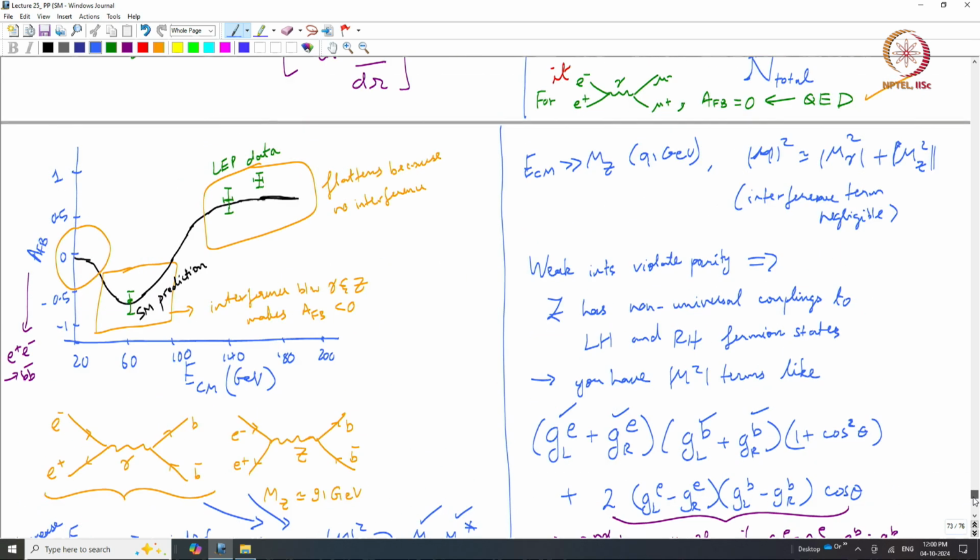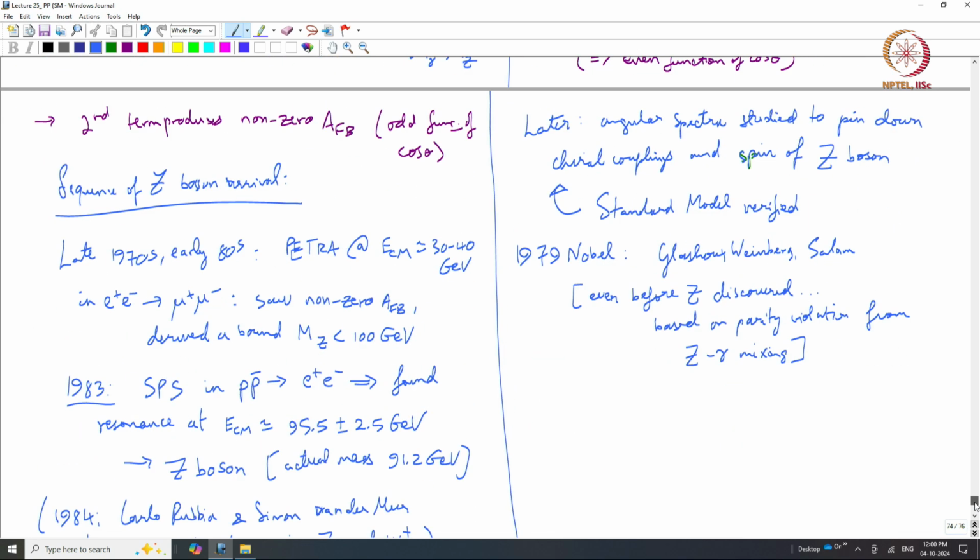What do I mean by that? Just based on looking at this weird thing, this little thing where the forward backward asymmetry was already non-zero, so the parity was being violated. They saw that it was matching with what you get from the Z boson and the photon amplitudes interfering. Okay, so I think this is one of the great triumphs of the Standard Model and in fact quantum field theory itself.